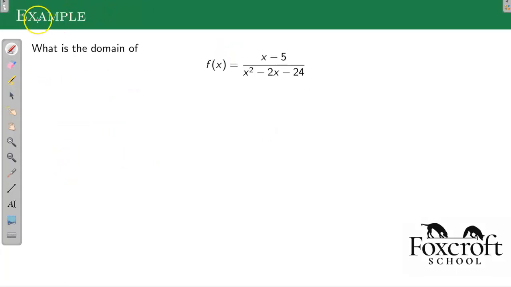Okay, this one says example, but this one is your turn. Go ahead and try this one on your own. All right, find the domain of this problem. I'll show you the answer in 3, 2, 1.